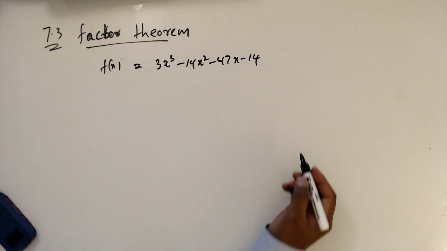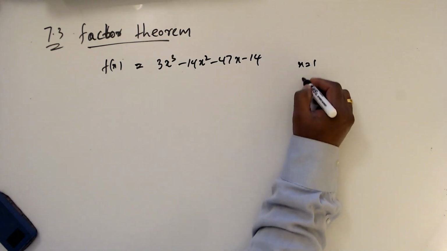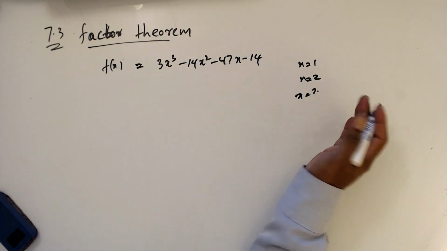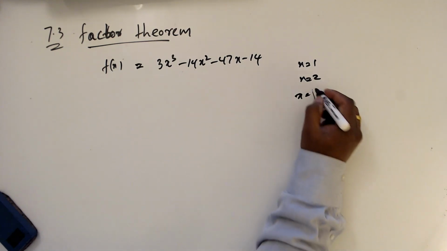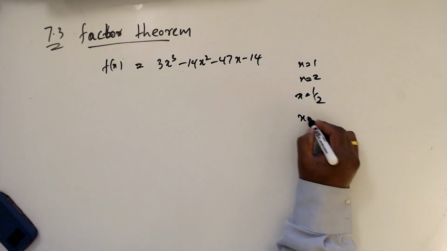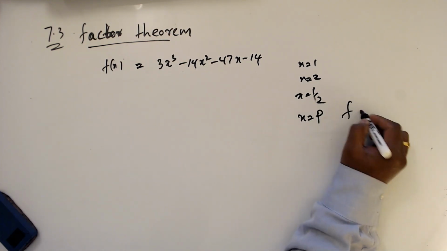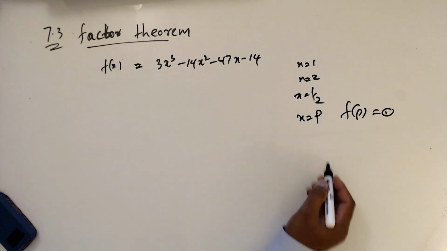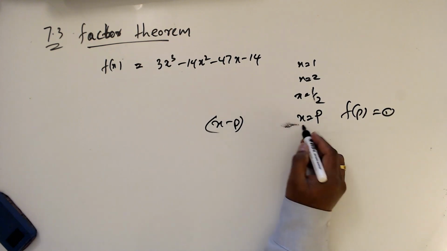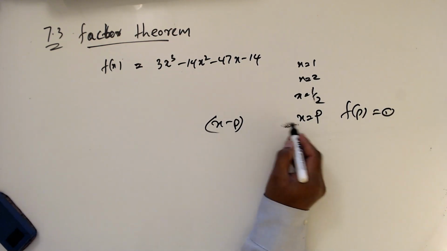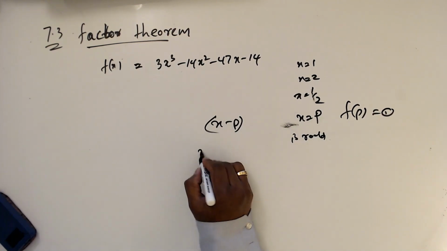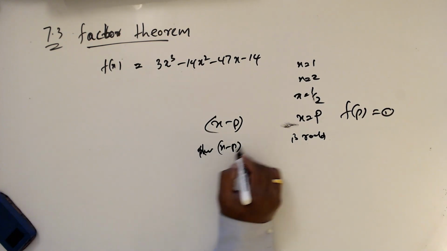First of all, you have to substitute some values: x equals 1, x equals 2, x equals 3. They don't usually give decimals or fractions, right? When you substitute, let's say x equals p, if it becomes 0, then what can you tell? You can tell that x equals p is a root. Then x minus p is a factor.